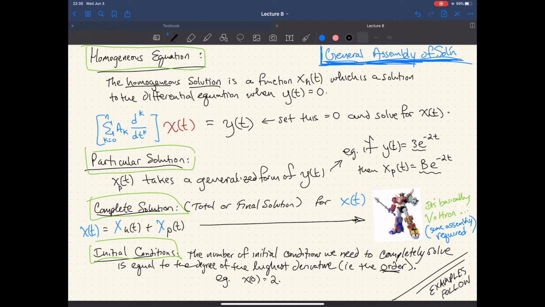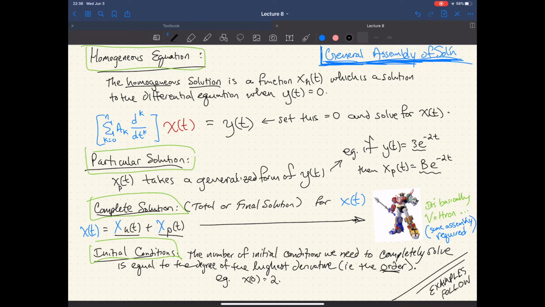Okay, complete solution, total solution, final solution, whatever you want to call it. It's basically Voltron, okay? You're just putting all of our pieces together. We have all these different homogeneous solutions. We have all these different particular solutions potentially. We're adding them all together because everything's nice and linear, so that makes our lives really easy. And, some assembly required. We're just adding all of those homogeneous and particular solutions to get our final solution.